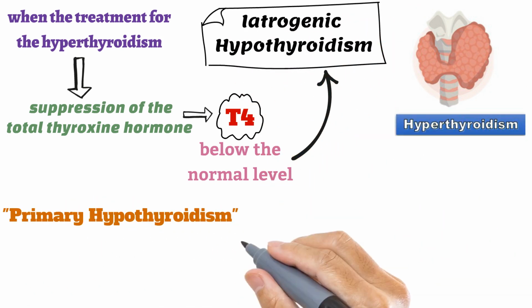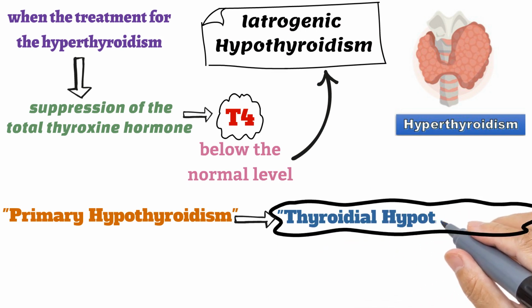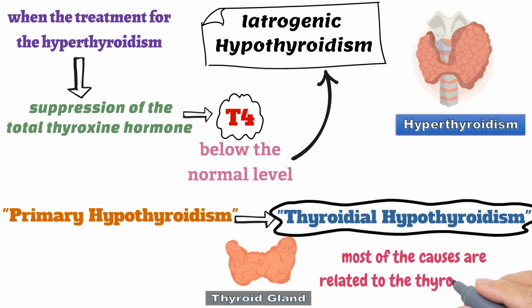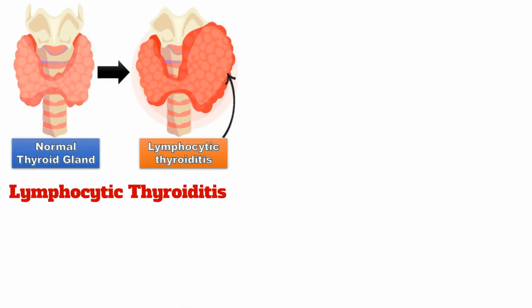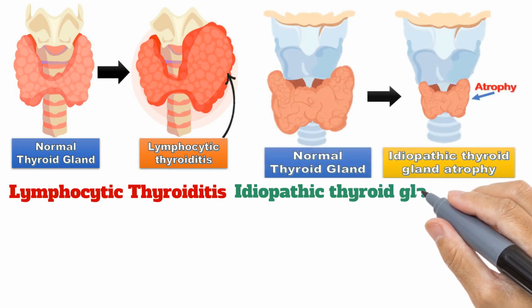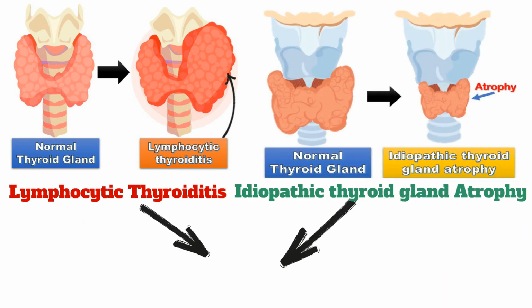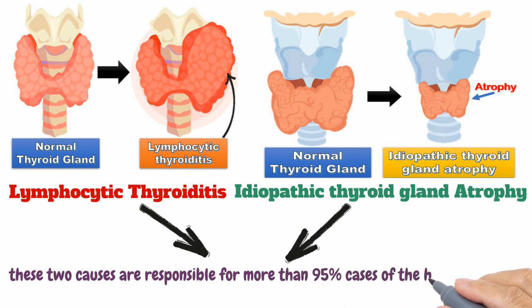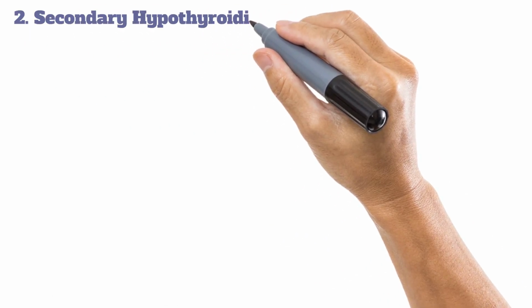Primary hypothyroidism is also known as thyroidal hypothyroidism, because most of the causes are related to the thyroid gland. Moreover, lymphocytic thyroiditis and idiopathic thyroid gland atrophy, these two causes are responsible for more than 95% of cases of hypothyroidism. Second one is secondary hypothyroidism.